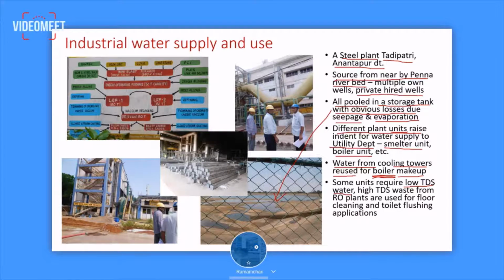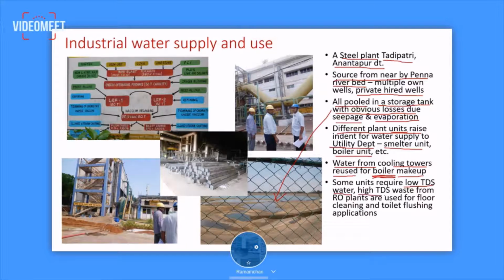The water that is taken from the wells is taken into a clarifier and treated for turbidity, and later it is taken to an RO plant where the TDS levels are reduced to the desired levels, and only then is the water supplied.